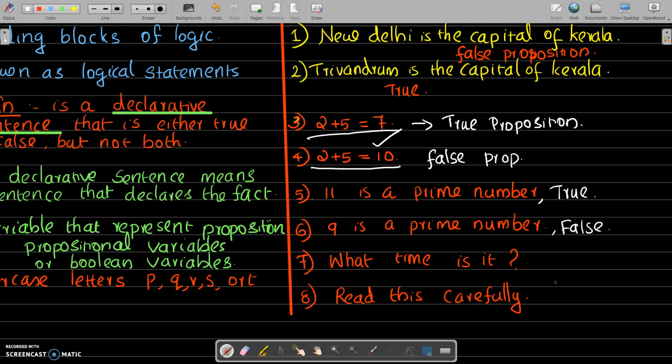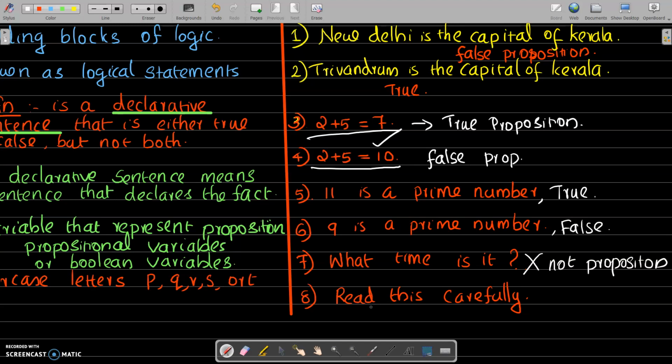So this is not a proposition. Not a proposition. What about the eighth one? Read this carefully. You have to notice that you read this carefully. What fact can we derive from this? What will be the fact inside this sentence?